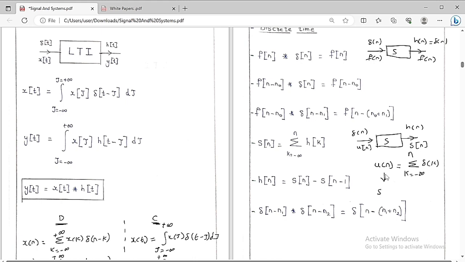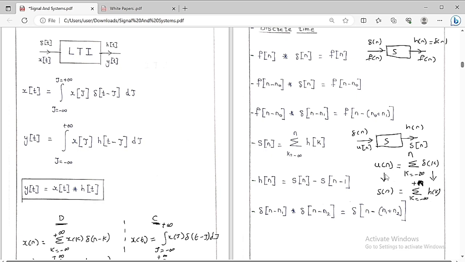Which is s of n. Then for delta of k, what is the response? For delta of n, the response is h of n. For delta of k, what is the response? H of k. So h of k. Right, same thing. It is sigma k equals minus infinity to plus infinity. Sorry, to n only. So to n.